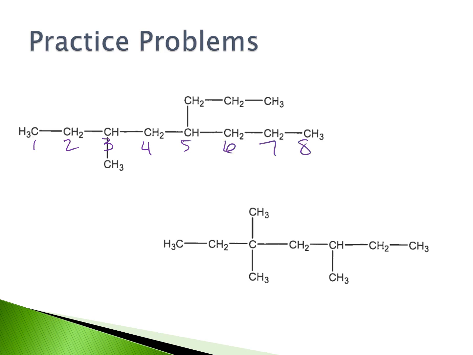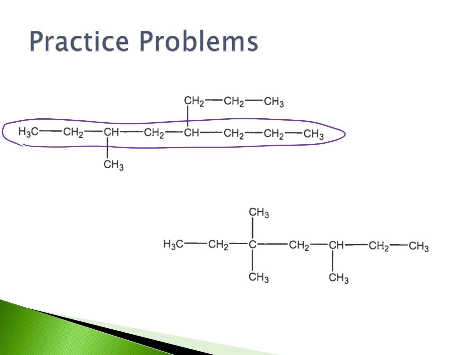So that's got 8. And then if I go up here, 6, 7, 8. So I'm going to go with this one as being my longest chain just because it's written that way. So 8, I know that this is going to be an octane. I'm going to work backwards.